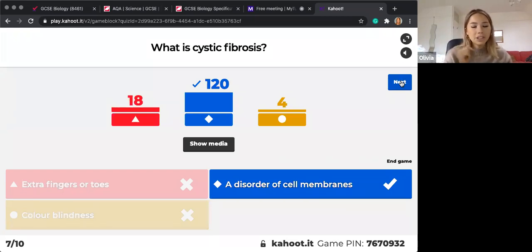And can anyone tell me in the chat, what are the symptoms of cystic fibrosis and why? So disorder of the cell membranes, what does that cause to build up? Good, so that causes thick mucus to build up, which causes difficulty breathing and also difficulty with digestion.